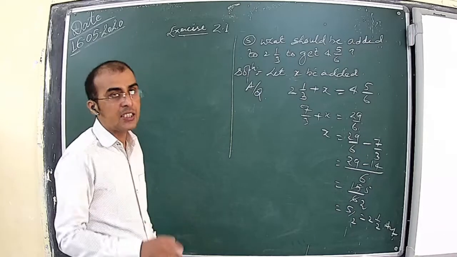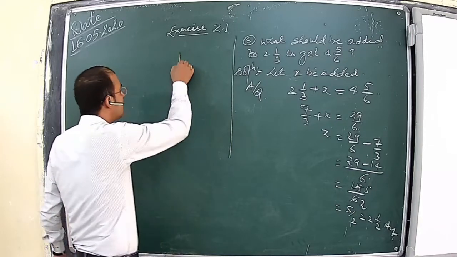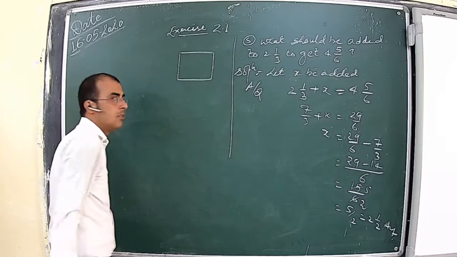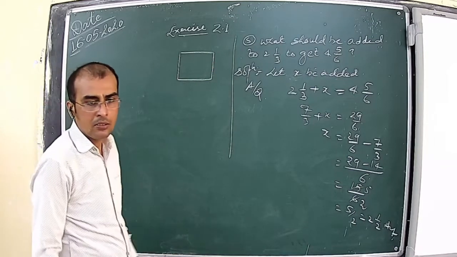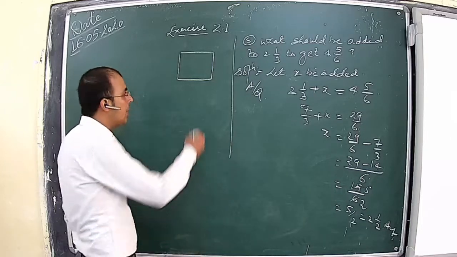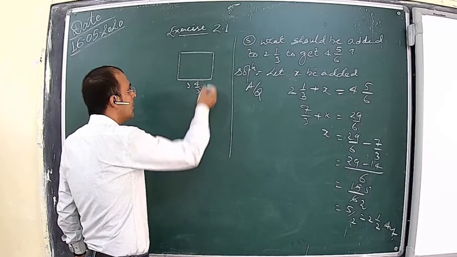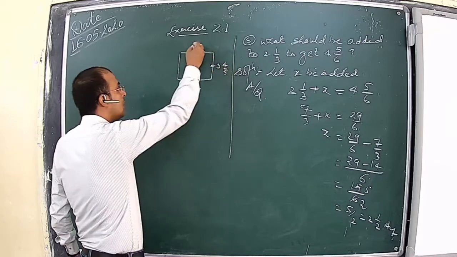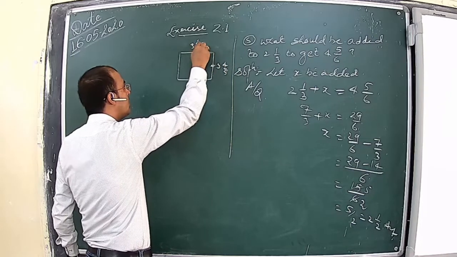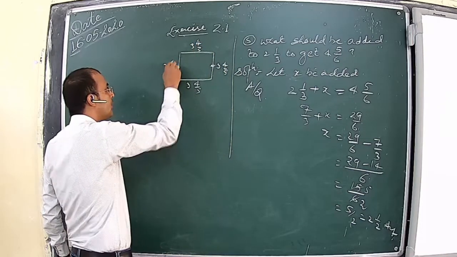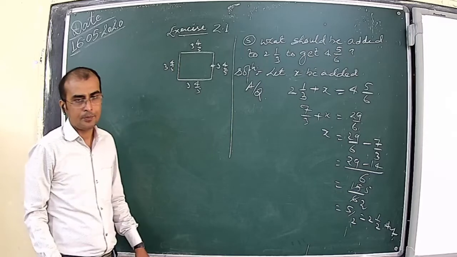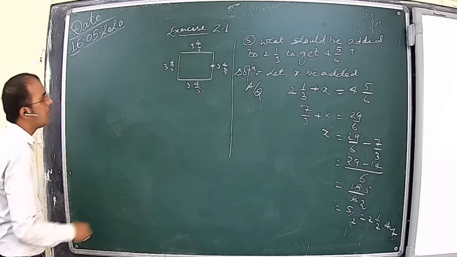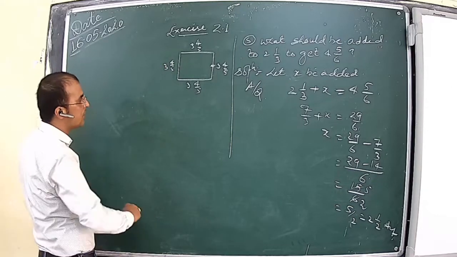So a square is given, it means a square will be like this. You can see this is a square, all sides are equal. Then one side is given 3 whole 4 by 5. Then another side will be again the same, 3 whole 4 by 5, and the last also 3 whole 4 by 5, and this one is also 3 whole 4 by 5. Now what to do? The perimeter is the sum of all sides of this square.